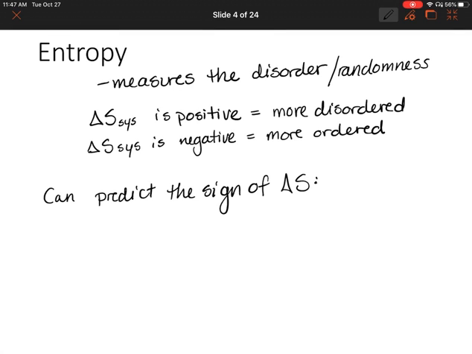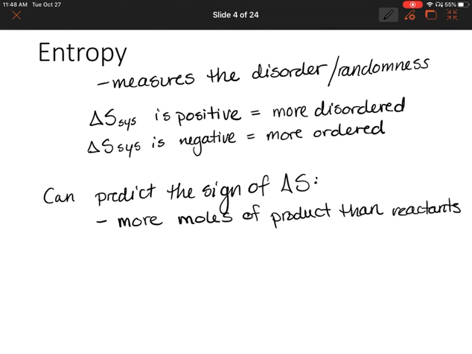by counting out the number of moles of products and the number of moles of reactants and then comparing them. So for example, let's say we have more moles of products than reactants. That means delta S of the system is positive. So if you end up with more moles of product, your reaction becomes more disordered as it proceeds.